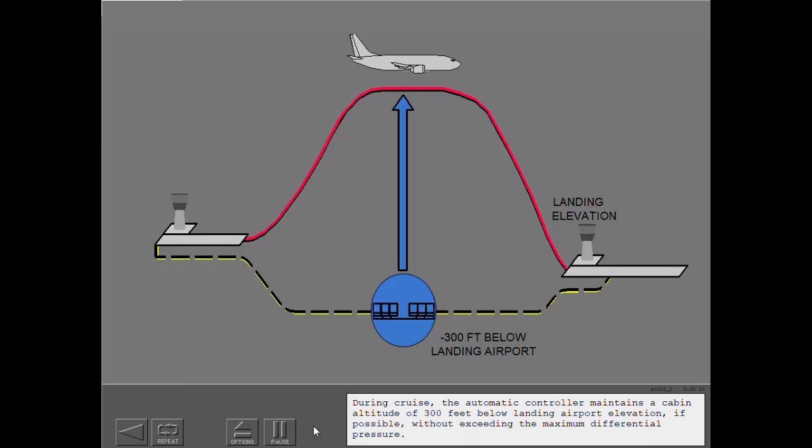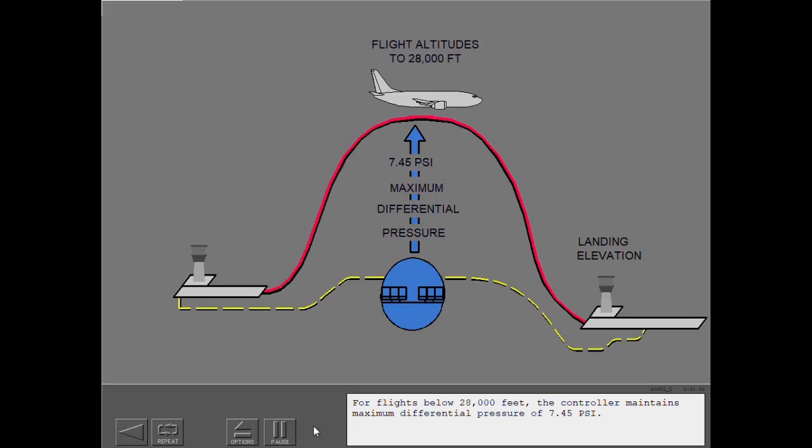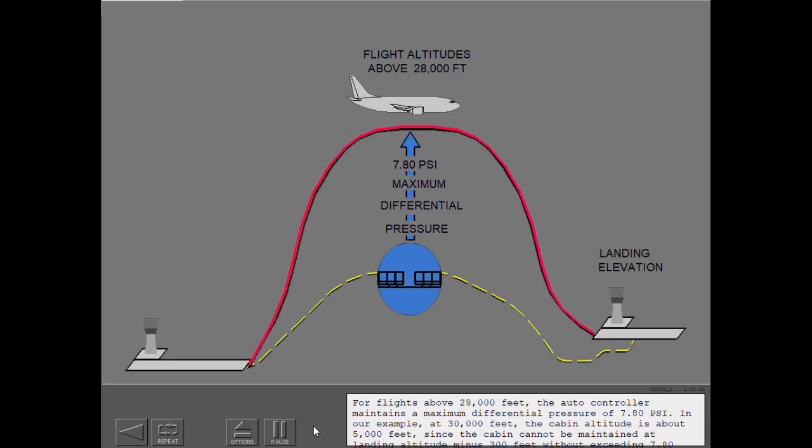During cruise, the automatic controller maintains a cabin altitude of 300 feet below landing airport elevation, if possible, without exceeding the maximum differential pressure. For flights below 28,000 feet, the controller maintains maximum differential pressure of 7.45 psi. For flights above 28,000 feet, the auto controller maintains a maximum differential pressure of 7.8 psi.